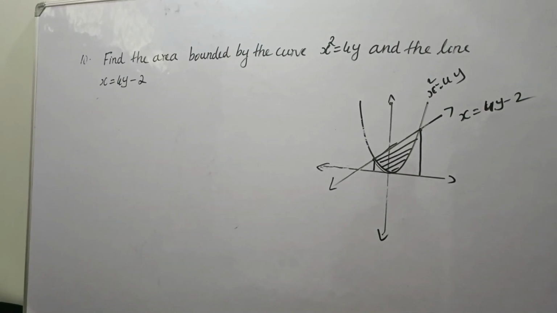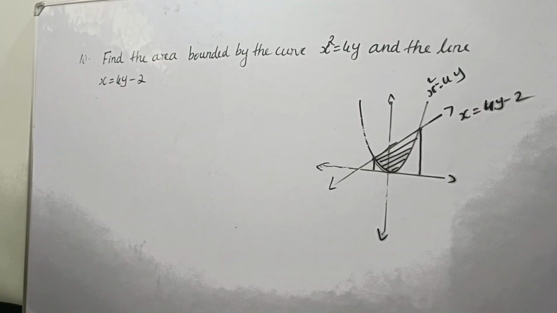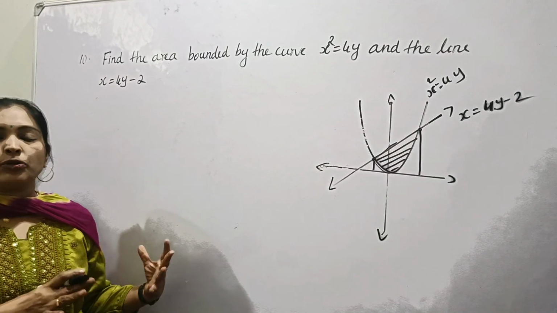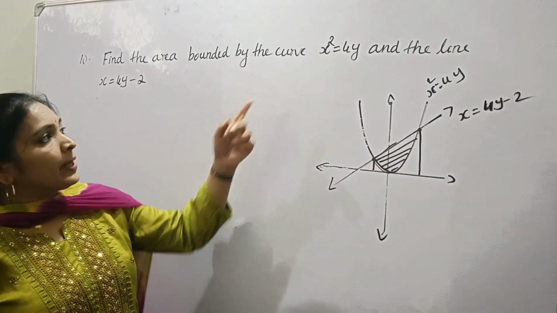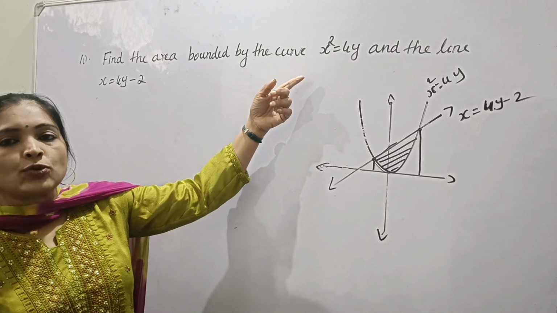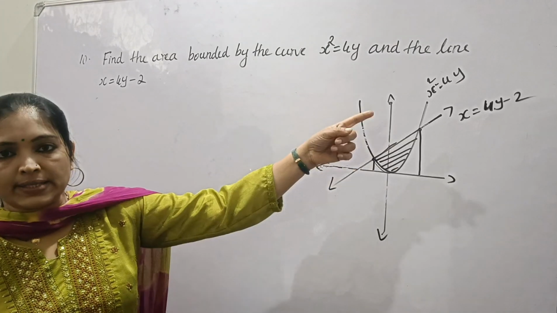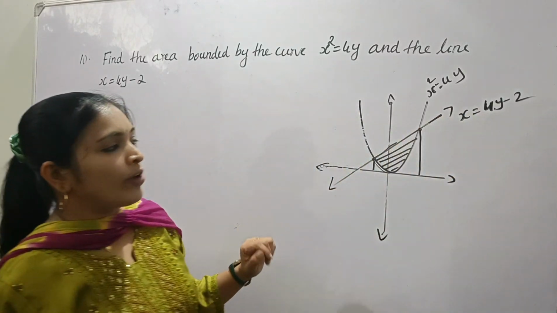Find the area bounded by the curve x square is equal to 4y and the line x is equal to 4y minus 2. Here also we have to find the area between the curve, parabola, and the line x is equal to 4y minus 2. The given parabola is of the form x square is equal to 4ay, therefore the parabola opens towards positive y axis. And the line is x is equal to 4y minus 2.